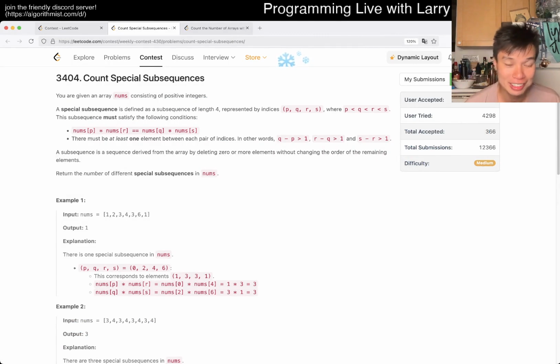Okay. Anyway, let's actually solve, hopefully. A subsequence of length 4, nums sub p, one element between each pair of indexes.